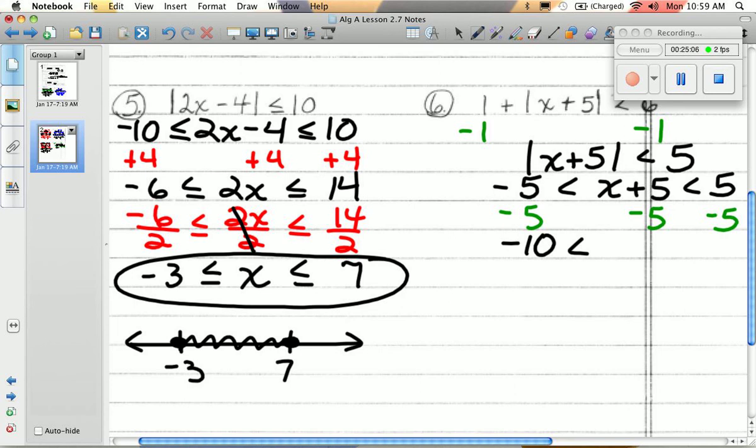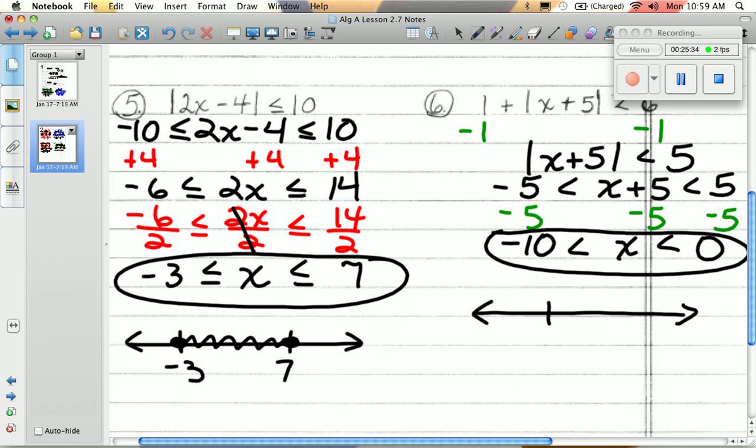And then what's in the middle? X. And what's 5? Take away 5. 0. Can we have 0? Is 0 a number? Yep. Is it on the number line? Yes, it's okay. So there's our algebraic inequality solution, and now we need to show what the solution set looks like on the number line. Are negative 10 and 0 included? No, they are not. And we shade all the numbers in between.